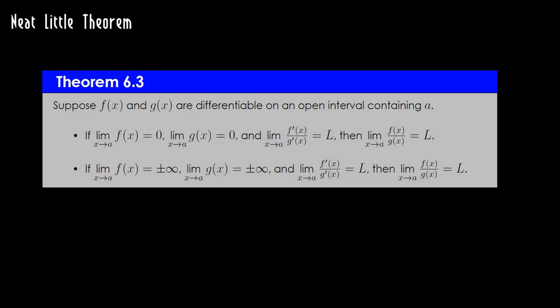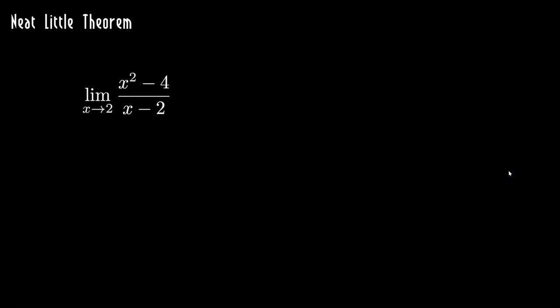The other part is very similar. If f and g both go to infinity, then you still have the same limit. So let's look at this as an example, because this is a theorem and it looks confusing, but it's not really confusing. Suppose we have the limit as x approaches 2 of x squared minus 4 over x minus 2.